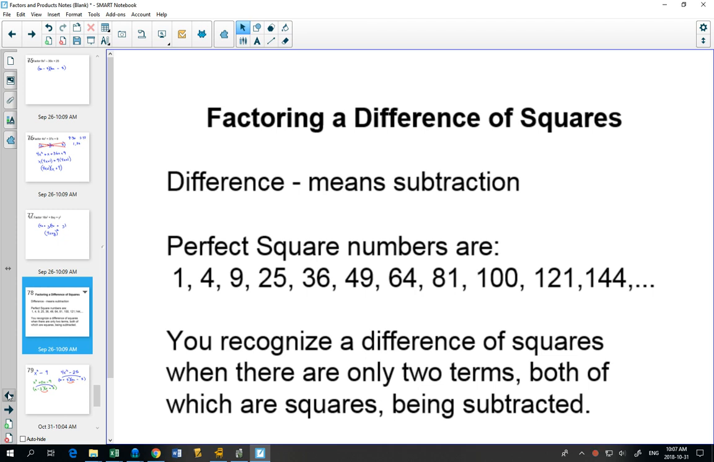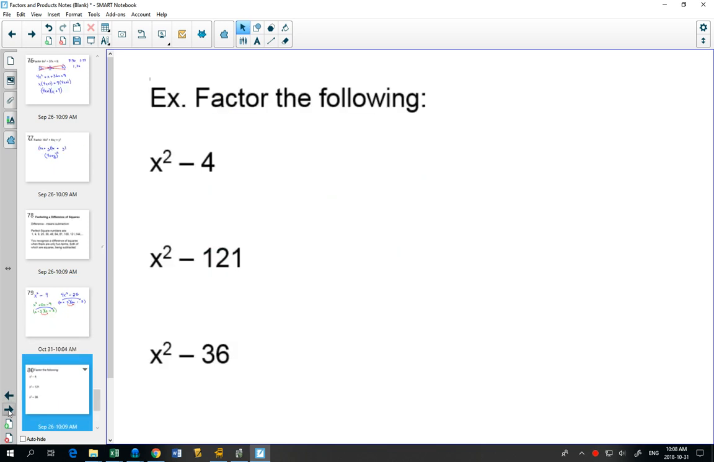So how do we notice this? Well, you recognize a difference of squares when there are only two terms, in other words, a binomial, both of which are squares that are being subtracted. Can you see that these are all differences of squares? The first ones are all perfect squares, the last numbers are all perfect squares, and the middle is subtracting a difference. If that's the case, they are really easy to factor. One's plus, one's minus. And it doesn't matter which you make plus and which you make minus.